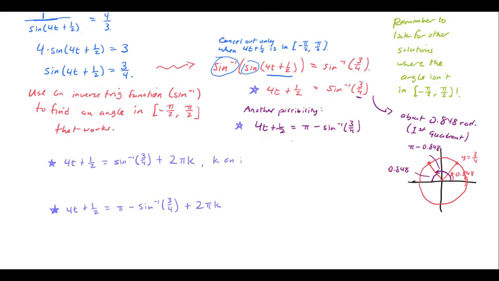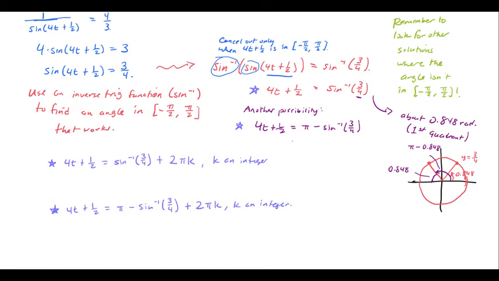So k an integer there, k an integer there. All right, if I add some number of full rotations to this angle, the sine of this is still going to be 3/4, because that's not going to affect the value of the sine function. And same for this angle here. All right, so now let's find the possible values of t.